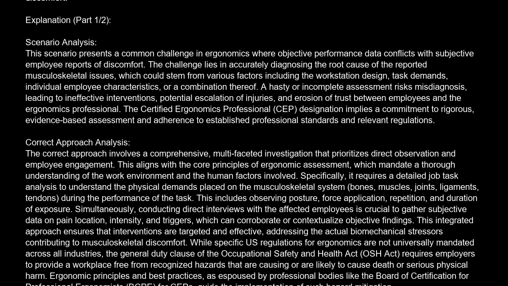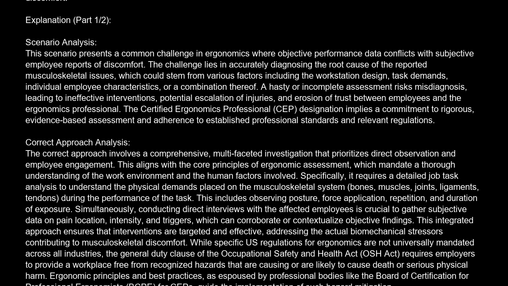Correct approach analysis. The correct approach involves a comprehensive, multifaceted investigation that prioritizes direct observation and employee engagement. This aligns with the core principles of ergonomic assessment, which mandate a thorough understanding of the work environment and the human factors involved. Specifically, it requires a detailed job task analysis to understand the physical demands placed on the musculoskeletal system, bones, muscles, joints, ligaments, tendons, during the performance of the task.